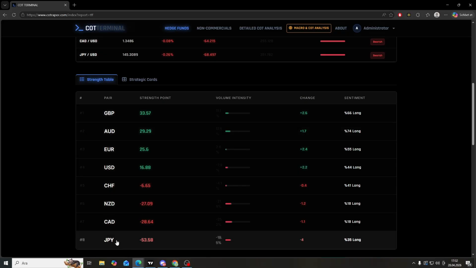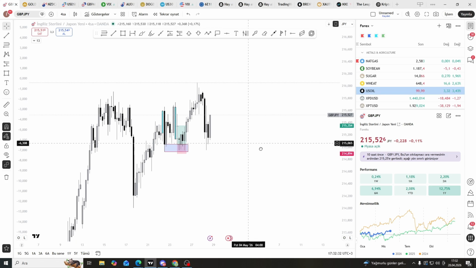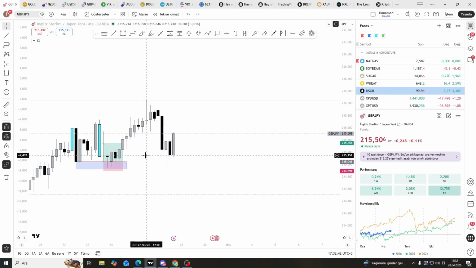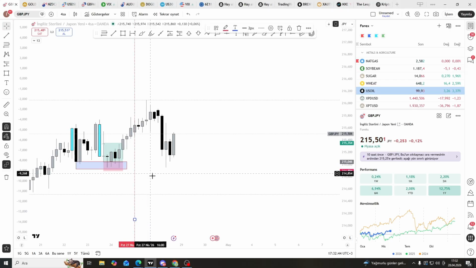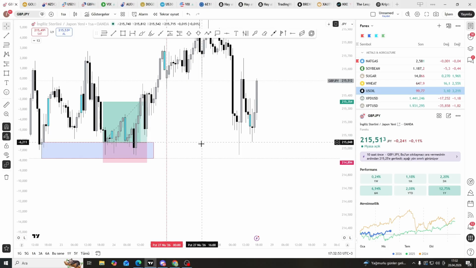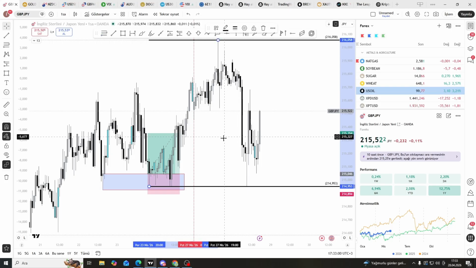If we look at GBP JPY on TradingView, let's look at it. We can clearly see this week, from the starting of Monday, this week's start. I will look at the 1 hour chart for intraday entries. I will look at the current range, and this is the current range.